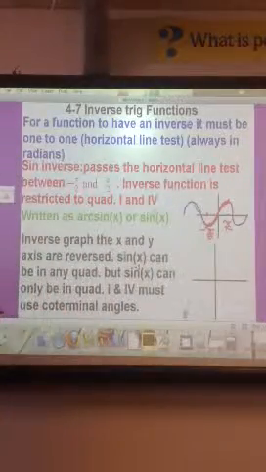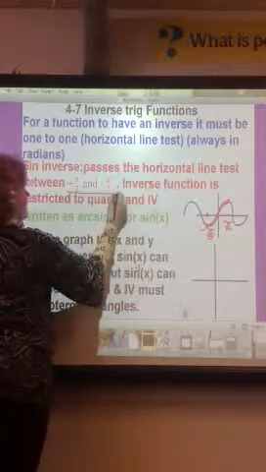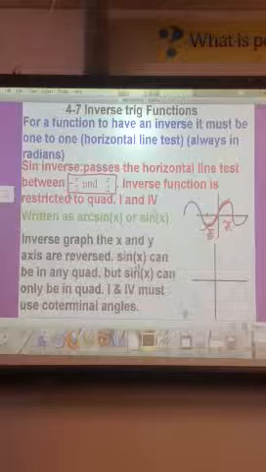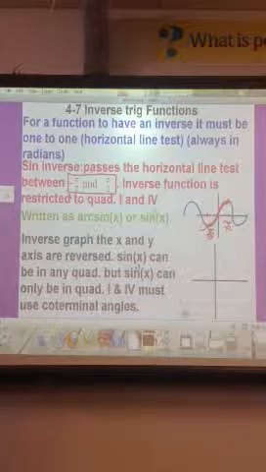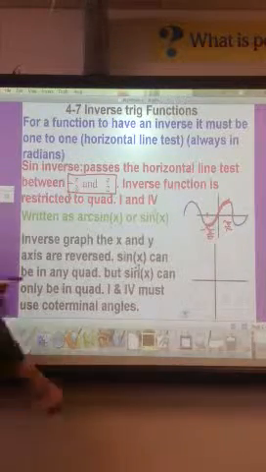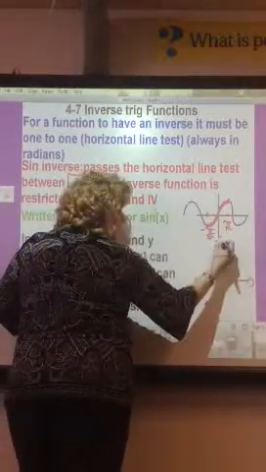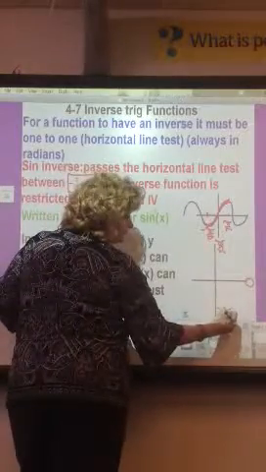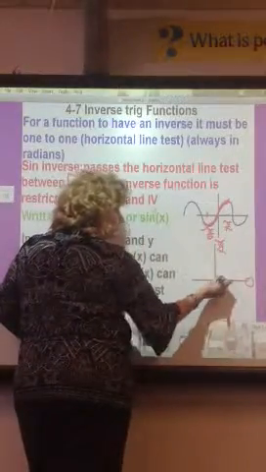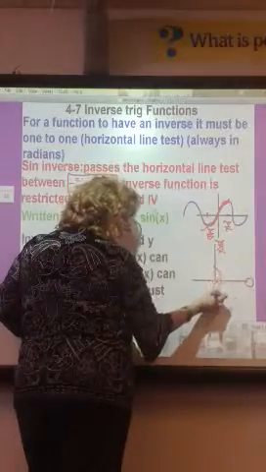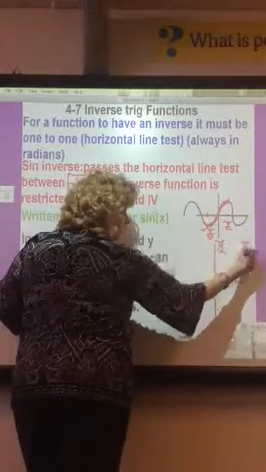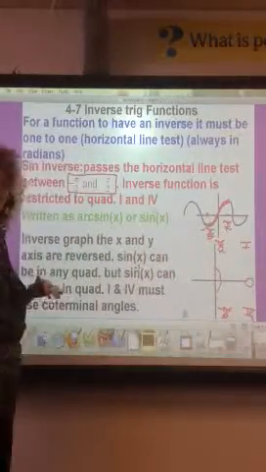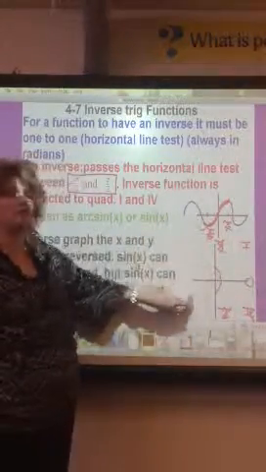So as long as we are restricted to between negative pi over 2 and positive pi over 2, our inverse function exists. Which means we are restricted to landing between, according to our chart, if this is 0, this is pi over 2, where would negative pi over 2 land us? Down here. So we are restricted to landing between quadrant 1 and quadrant 4. 1 and 4. We are not allowed, sine inverse therefore doesn't exist when you land in 2 and 3.